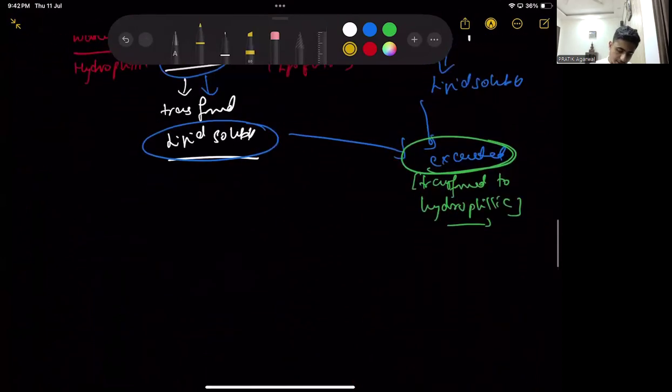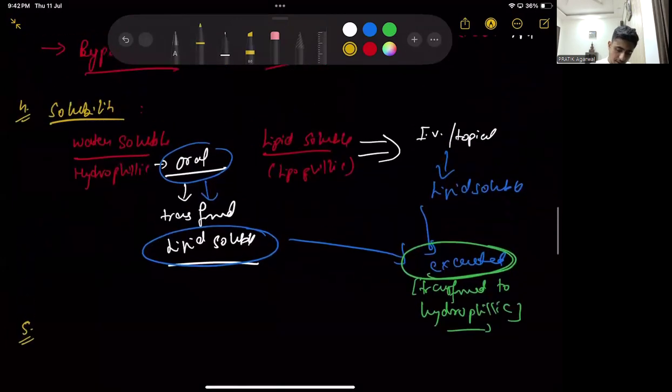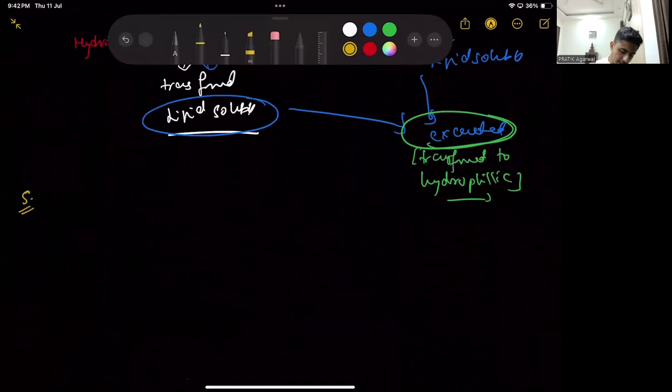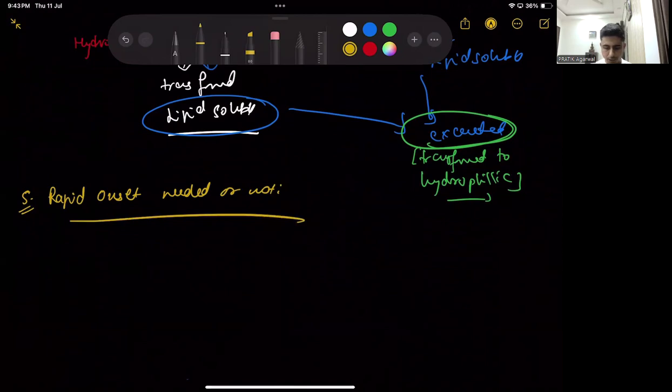Now there is another factor which helps us to determine the route of drug administration, that is whether rapid onset is needed or not. This is also somehow related to the patient only. Because when a patient comes to you and says, doctor, I am having head pain, your first question would be, is it severe or is it mild? You can tolerate it. The patient says, it is not so severe, I can tolerate it, but I fear it might get severe, it might progress much more.